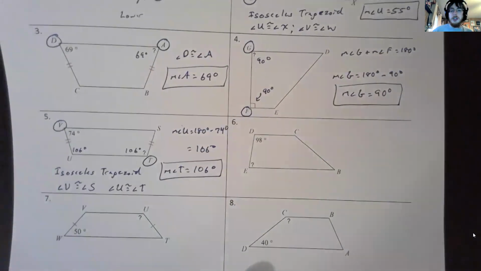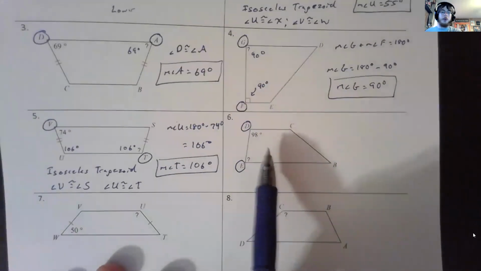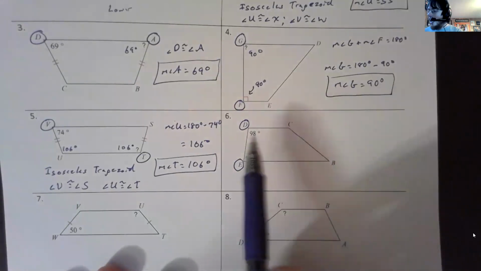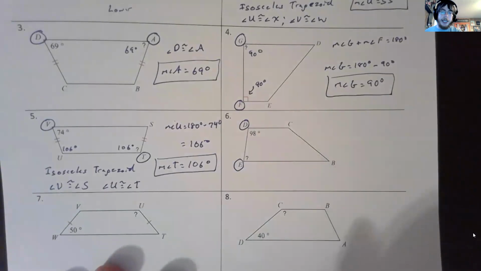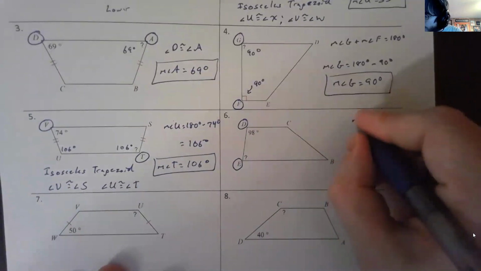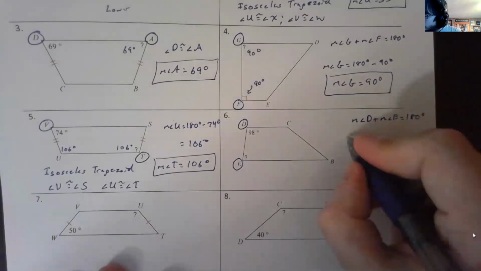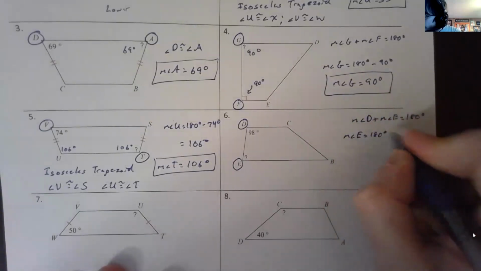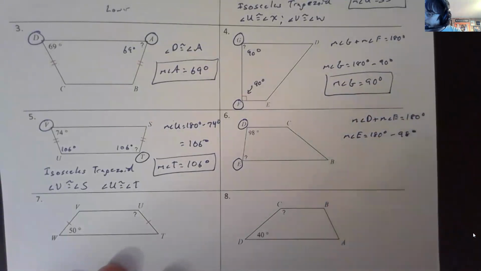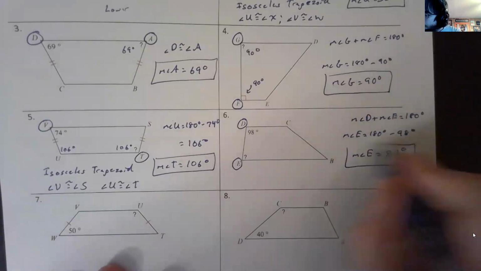Number six, we're given angle D and we want to find angle E. We see here that we don't have an isosceles trapezoid, we just have a regular trapezoid. Angle D and angle E are connected by the same leg, which means one's an upper base angle and one's a lower base angle. So angle D plus angle E must equal 180. To find angle E, we take 180 and subtract angle D, which is 98 degrees. 180 minus 98 gives us that the measure of angle E is equal to 82 degrees.